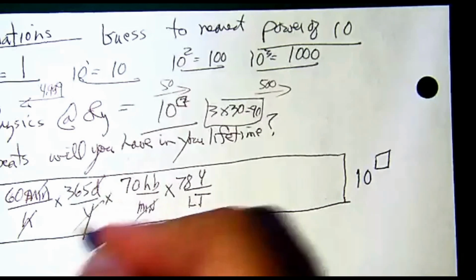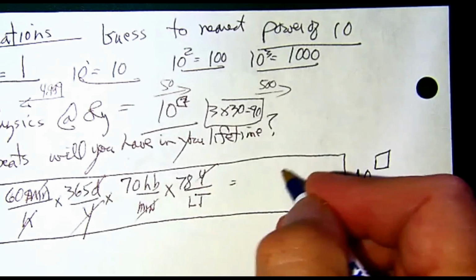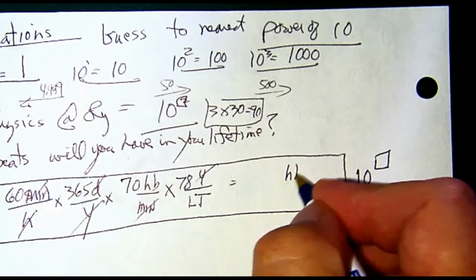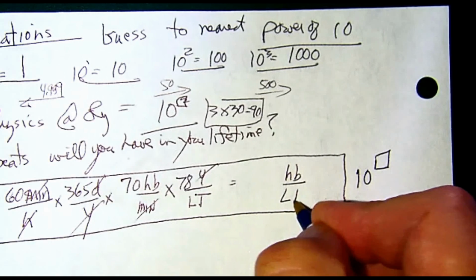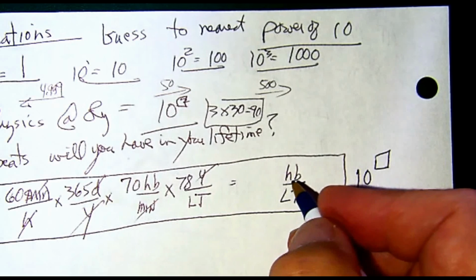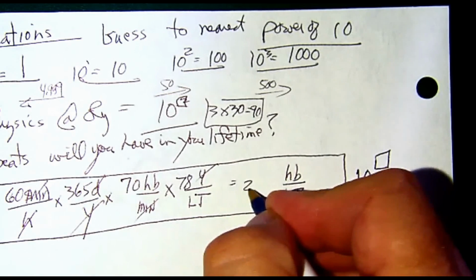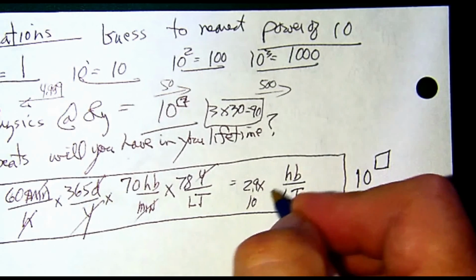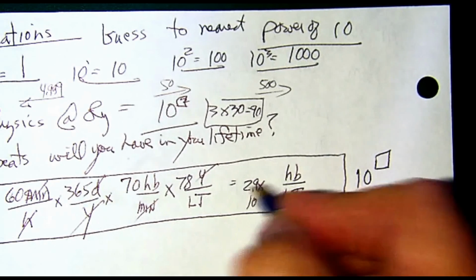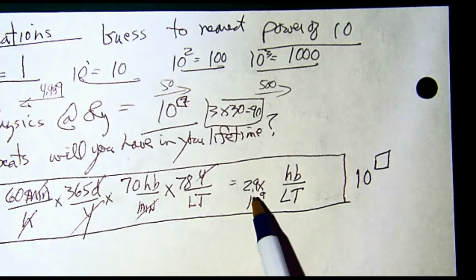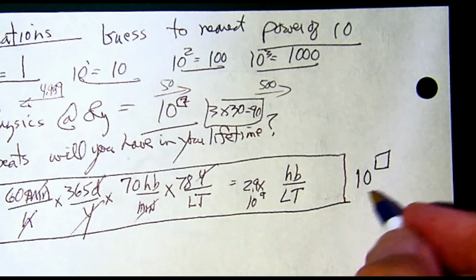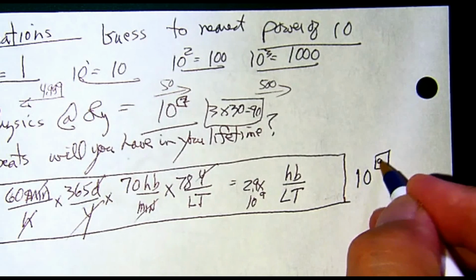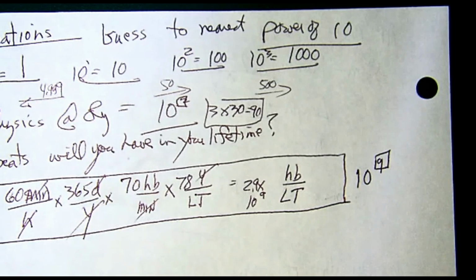So that years goes away, and I'm ending up with heartbeats per lifetime. And I've got 2.9 times 10 to the 9th. But since that 2.9 is less than 5, I can round that off to 10 to the 9th. It doesn't round up, it stays. Okay, 10 to the 9th. So all you guys that got 10 to the 9th, hooray for you.